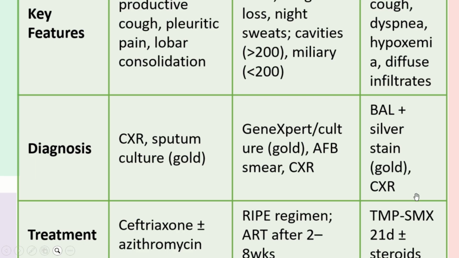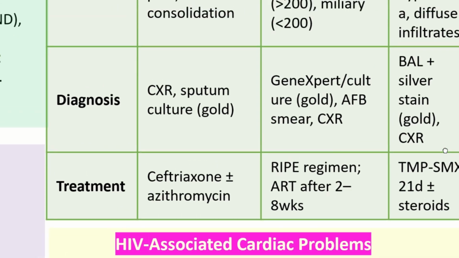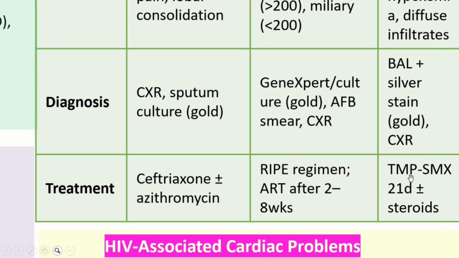So when we come to PJP, the gold standard test is going to be the bronchoalveolar lavage, which we shall do with a silver stain. And that is the gold standard. Then we can also do a chest X-ray, where we shall see diffuse infiltrates, unlike in a pneumonia where we see a lobar consolidation.